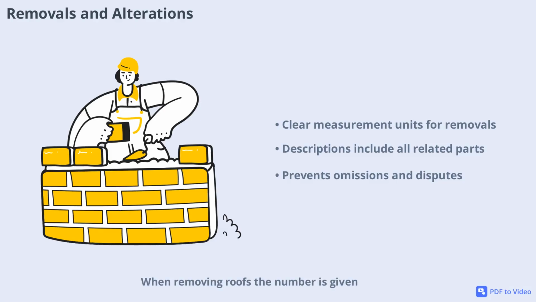When removing roofs, the number is given, and the description should include related elements like ceilings and eaves. For suspended floors, paneling, and ceilings, measurements are in square meters including skirtings and cornices. Removal of partitions is measured in meters, and doors, windows, and fittings are counted by number, with all associated components included. Sanitaryware and pipes are also measured by number or meters, with all necessary disconnections and fittings included. These detailed rules ensure that all removal work is accounted for, preventing omissions and disputes.